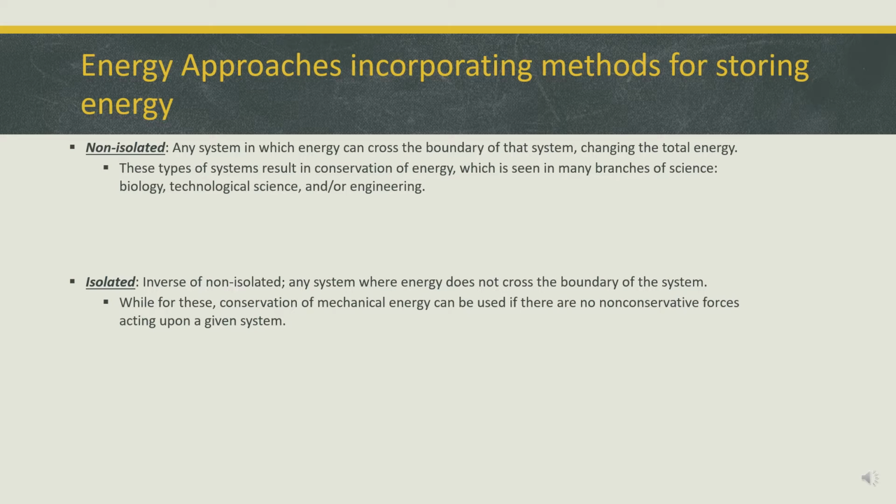The two types of energy approaches that incorporate storing energy are the non-isolated systems and isolated systems. For non-isolated systems, it's possible for energy to cross a boundary of a given system, which results in changing total energy. These are seen more often than isolated systems in various branches of science, such as biology to engineering. For isolated systems, to say simply, it's the inverse of non-isolated, as in energy cannot pass boundaries for a given system. For an isolated system, later on we will go over how conservation of mechanical energy can be used in this case.